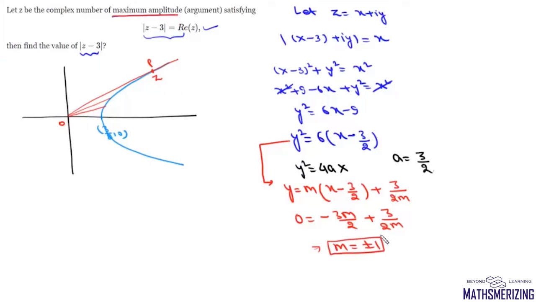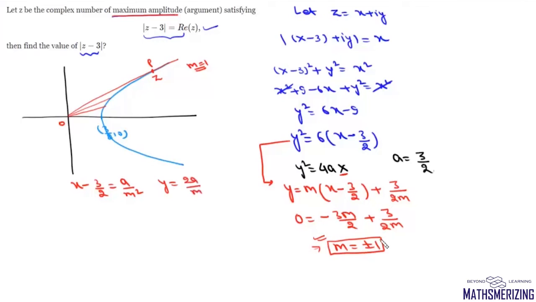Now, since we need z of maximum amplitude, we'll take m as plus 1. So for this z, value of m is plus 1. Now, once we have this slope, we can write this point of contact. So this point of contact will be x equals a by m square. Now x in this case is x minus 3 by 2, and it should be equal to a by m square, and then y equals 2a by m.